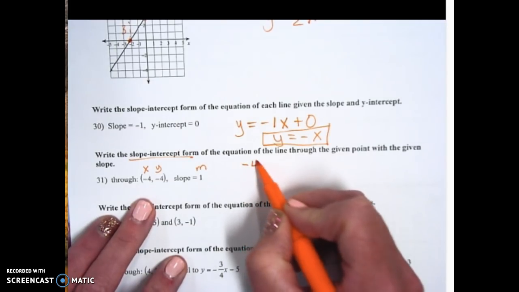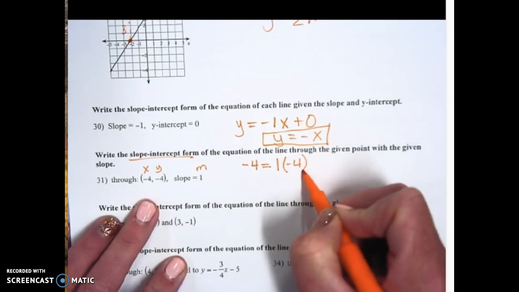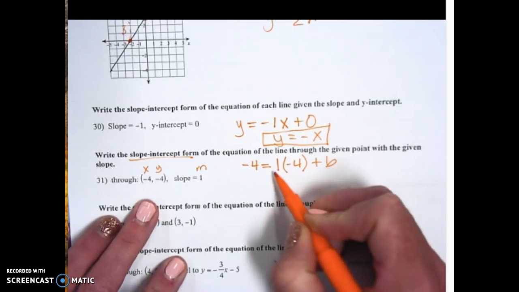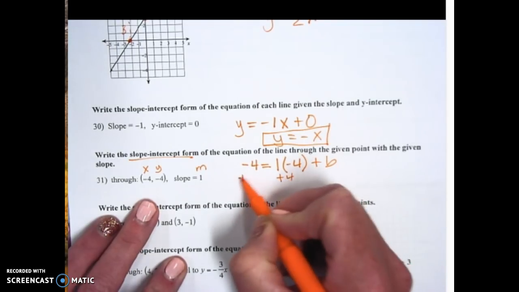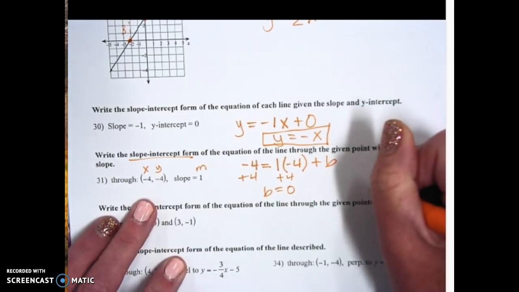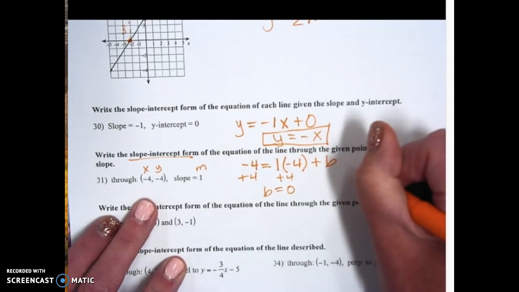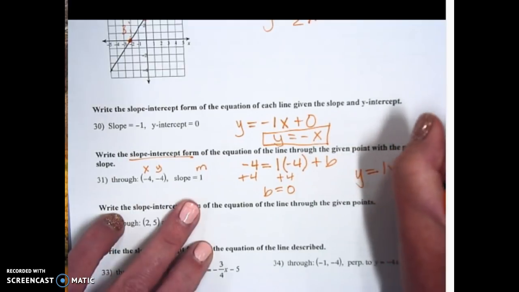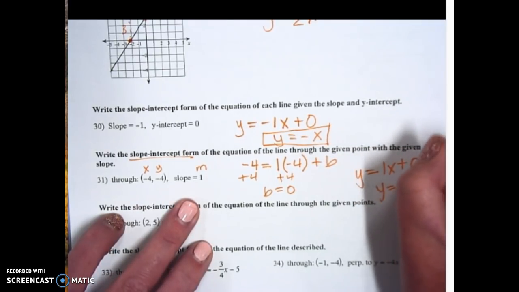So you're going to have negative 4 equals 1 times negative 4 plus b. Multiply 1 times negative 4, which is negative 4. So you want to actually add 4 to both sides. So in this case, the new b is 0. The new b is 0, so you have y equals 1x plus 0, which is the same as saying y equals x.